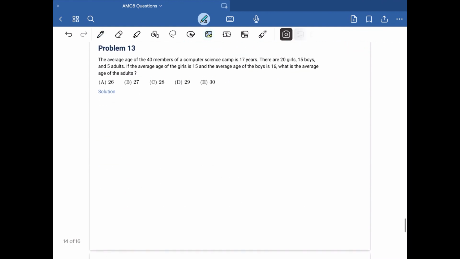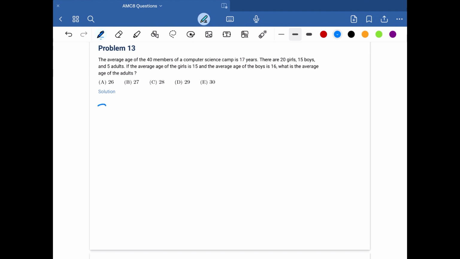Problem number 13. It says, the average age of the 40 members of a computer science camp is 17 years. There are 20 girls, 15 boys, and 5 adults. If the average age of the girls is 15 and the average age of the boys is 16, what is the average age of the adults? So to do this, we need to create an equation, and we need to identify what we want to find. We want to find the average age of the adults, so that's only 5 of them.